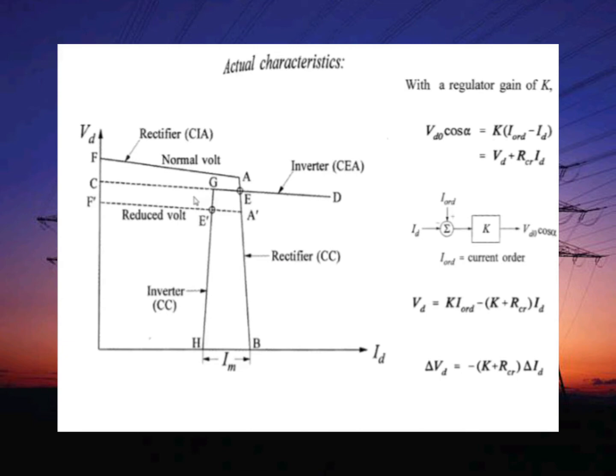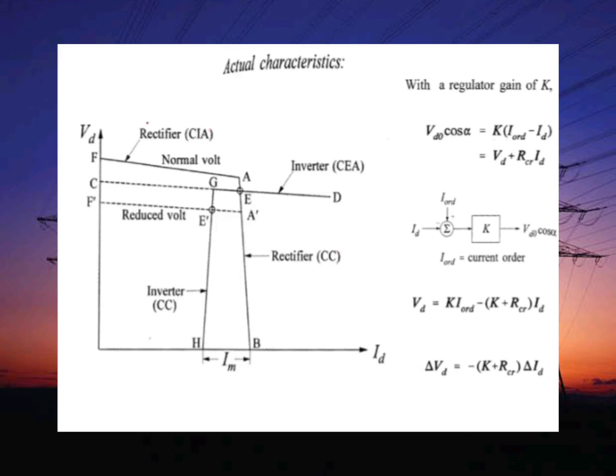The next is the actual characteristic. The rectifier maintains constant current by changing alpha, however alpha cannot be less than its minimum value. Once alpha reaches its minimum value, no further voltage increase is possible, and the rectifier will operate at a constant ignition angle.